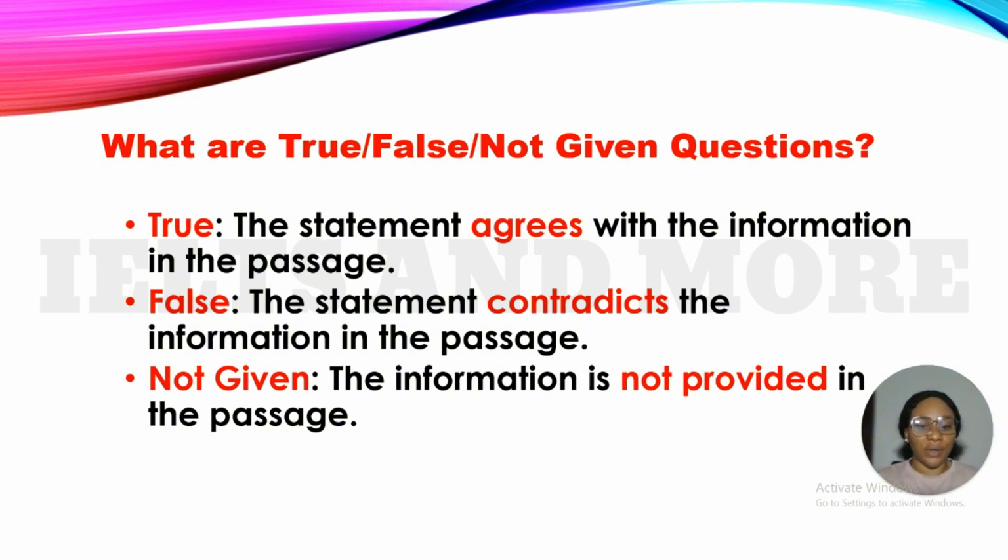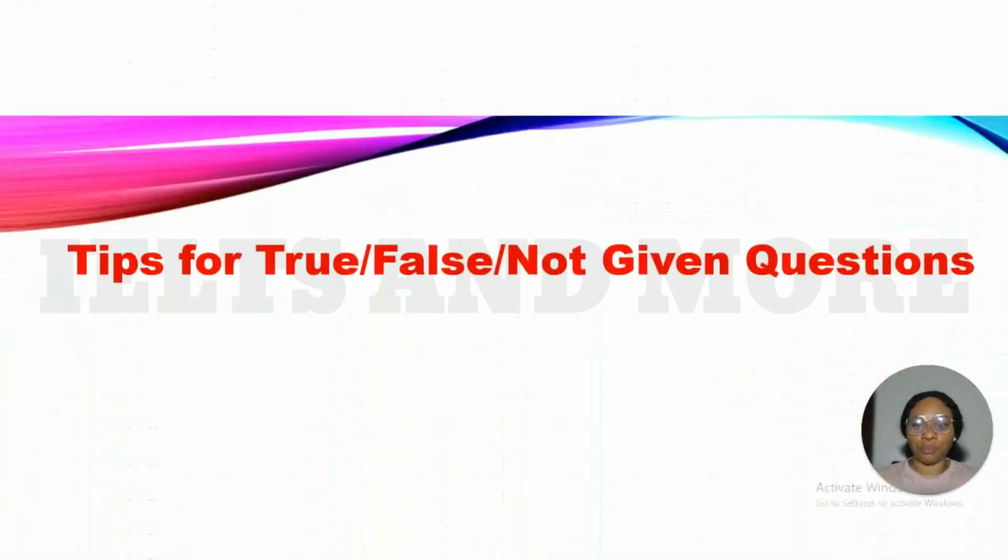I don't know if you see the difference now. True, it's there. Paraphrased, yes, but it's there. The meaning of that sentence is found in the passage. False, some of it is there. It's kind of there, but when you compare the meaning, then something is off. It's contradictory, then it's false. Not given, you can't find that information. Even if you read the whole passage, you're not going to find it. Then it's not given. Okay, don't worry, it will become clearer as we go.